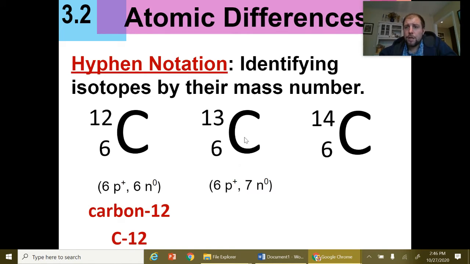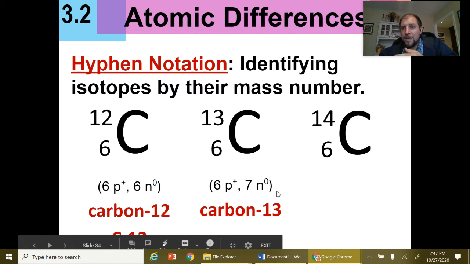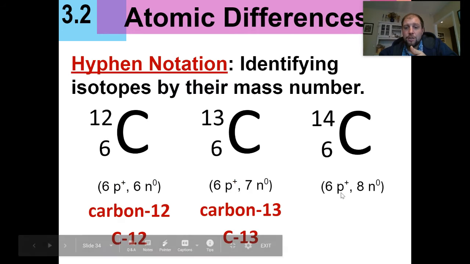This version of carbon has 6 protons and 7 neutrons. So we would call this carbon 13 because it has a mass number of 13. 6 and 7, that's 13. So carbon 13 or just C13.